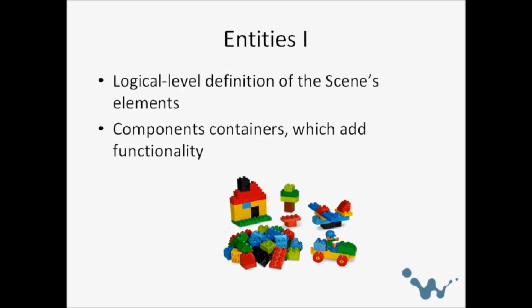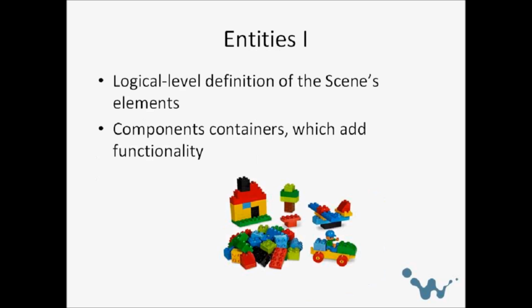Entities. Wave is made of entities. Entities are the logical definition of the scene's elements. Everything you add to the scene is made of entities. An entity is a component container. From a logical point of view, a scene could contain two-dimensional and three-dimensional elements. One entity can contain one or more components, and those components can add functionality to the entity.